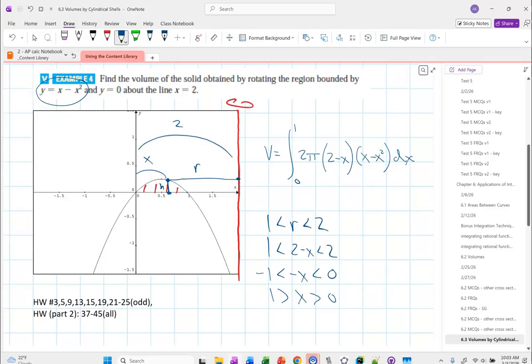How did you guys feel on this? Again, similar to the discs and washers, right? You're doing kind of the same thing. The big difference is instead of the formula being pi r squared or pi r1 squared minus pi r2 squared, this is 2 pi r times h, right?